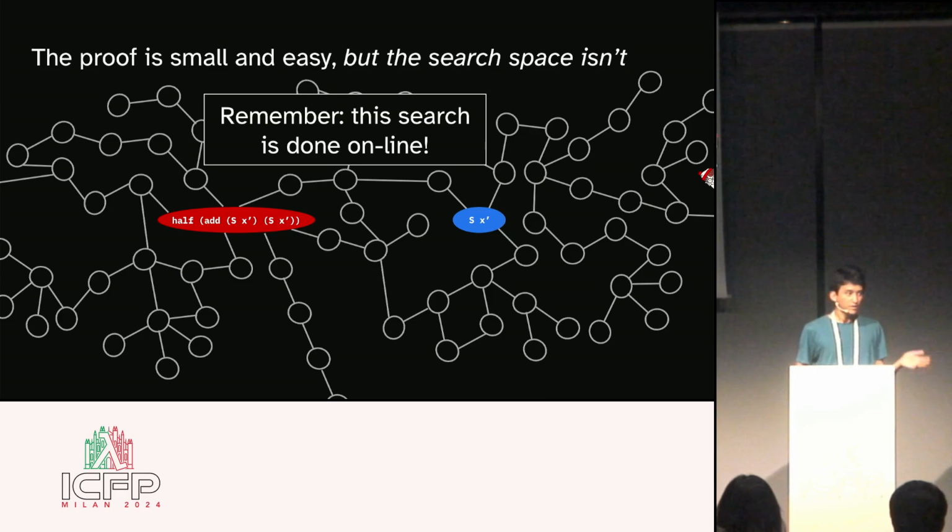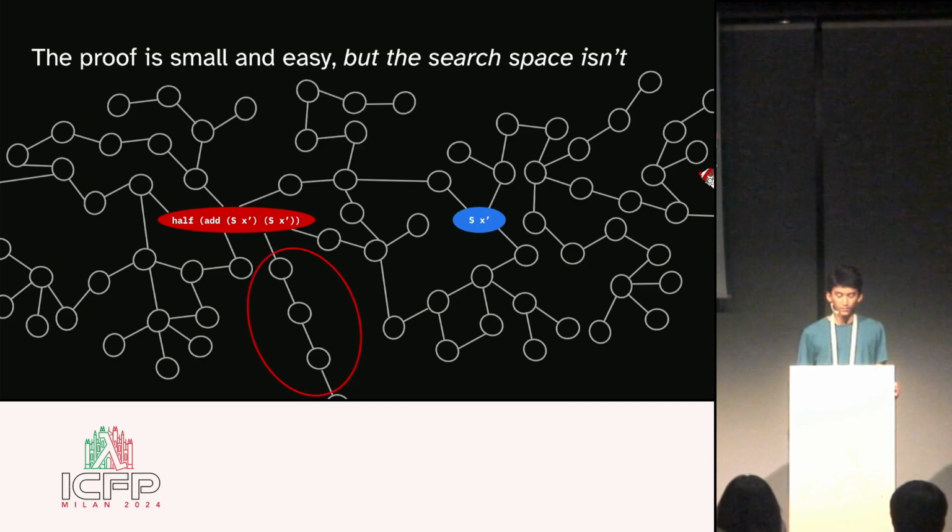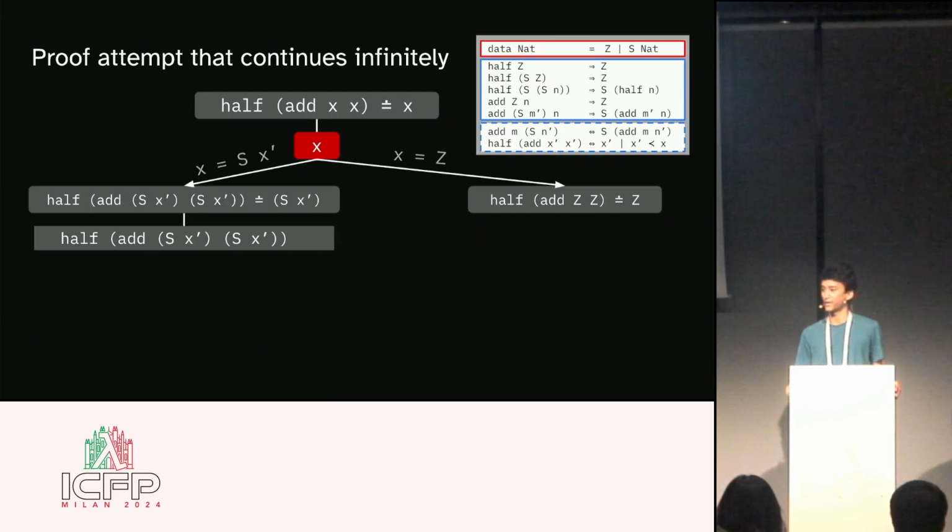Now, you might be thinking from the depiction over here, okay, the search space is very large, but maybe if we had a lot of memory, we could store it. Unfortunately, I'd like to zoom in on this one part of the space and tell you that that's actually not the case. In fact, there are proof attempts that can continue infinitely. And the observation that I want to make here is that if we look back at our inductive hypothesis, that inductive hypothesis is referring to our original equation, which is an equality.